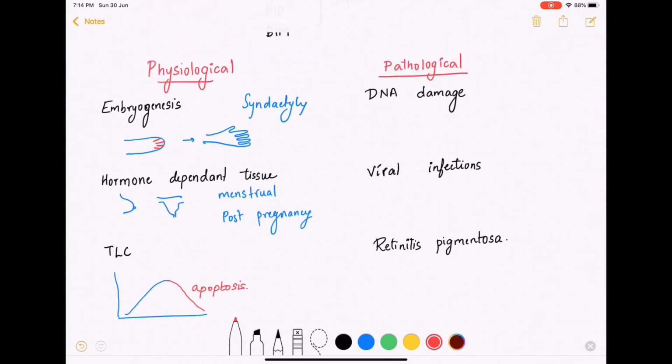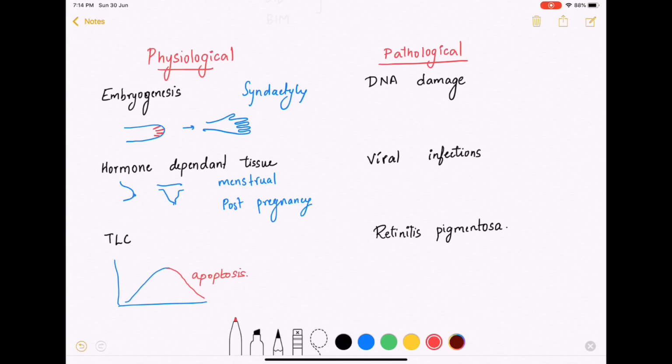Now let's look at pathological apoptosis. Whenever there is DNA damage, let's say because of cytotoxic anti-cancer drugs or because of radiation, extremes of temperature, any factor which causes DNA damage is going to put the cell at risk. There could be mutation. So initially the cell will try and repair the DNA damage. But if the damage is too much and it cannot be repaired, then it has to undergo apoptosis, because we cannot afford to give rise to some kind of mutations. It may lead to malignancies, etc.